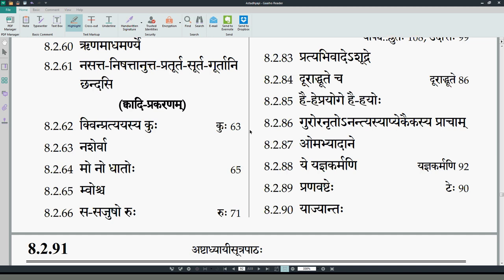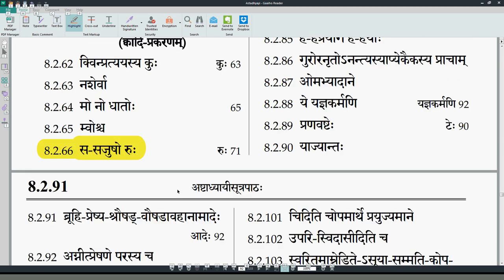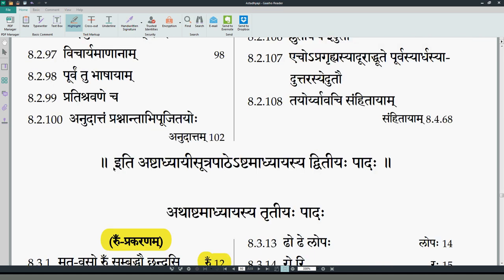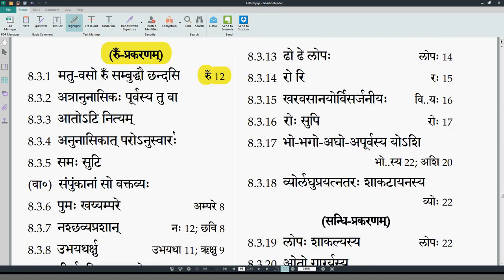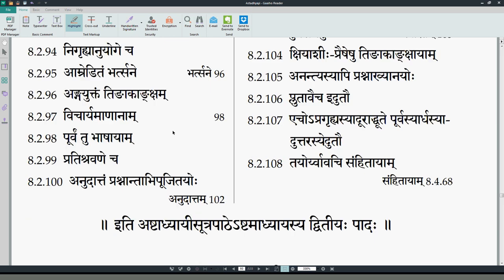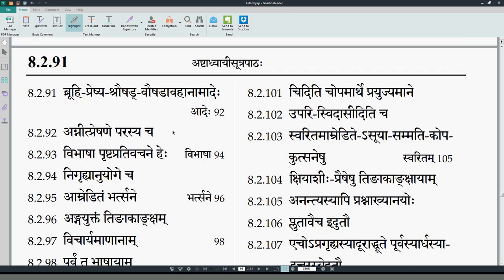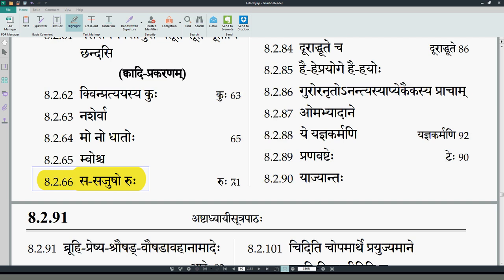So here in the 8.2 section, there is a sutra, Sasajusho Ruhu. This Ruhu, there is Ru. And another one here, in this section 8.3.1. So from 8.2.66, there is Ruhu, which goes till 8.2.71. So 8.2.66 to 8.2.71, there is something called Ru Adesha.